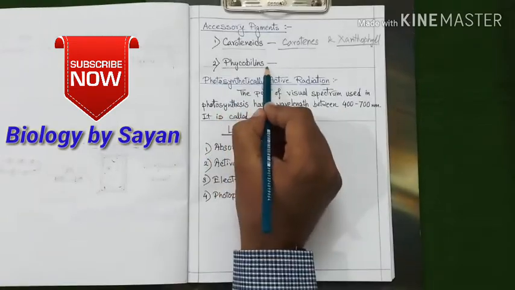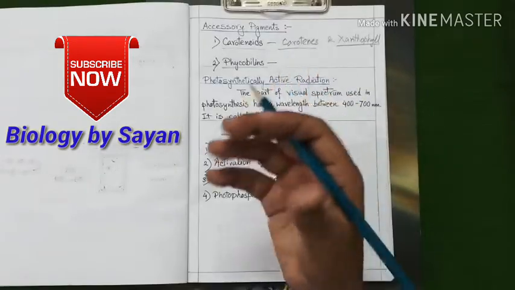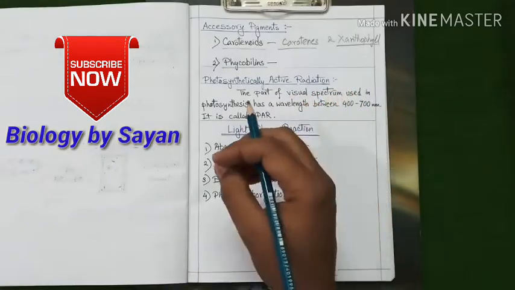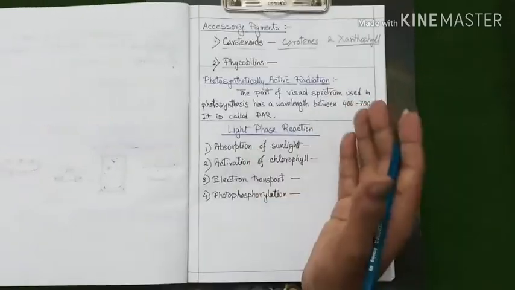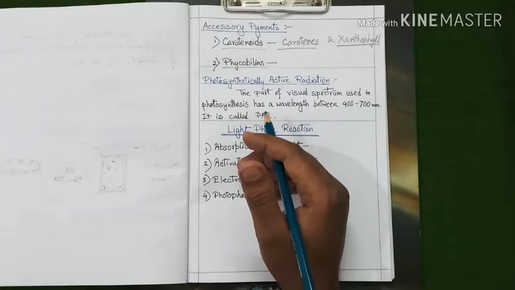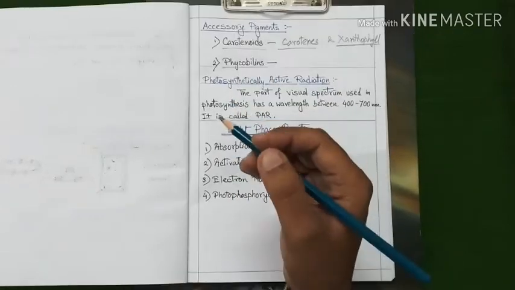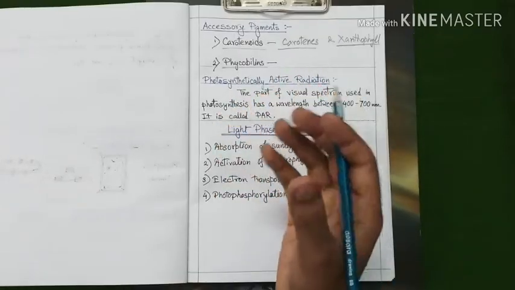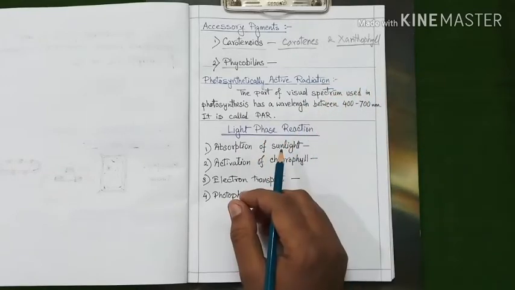What are phycobilins? Phycobilins are also a type of accessory pigment. They help in harvesting light energy and transfer it to chlorophyll A and B. So thus, these accessory pigments also help in the process of photosynthesis.